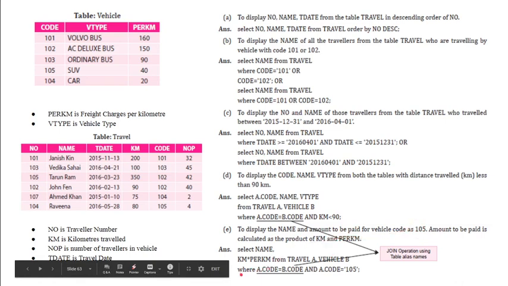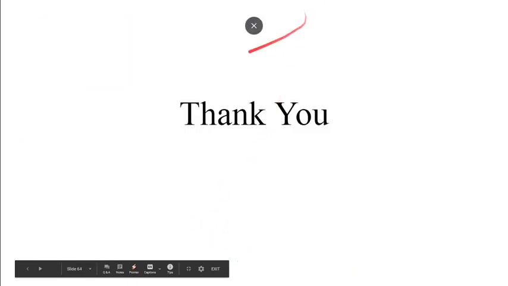So we have to give equijoin, where travel dot code is equal to vehicle dot code and travel dot code is equal to 105, and vehicle code is equal to 105. That is vehicle dot code is equal to 105. Thank you.